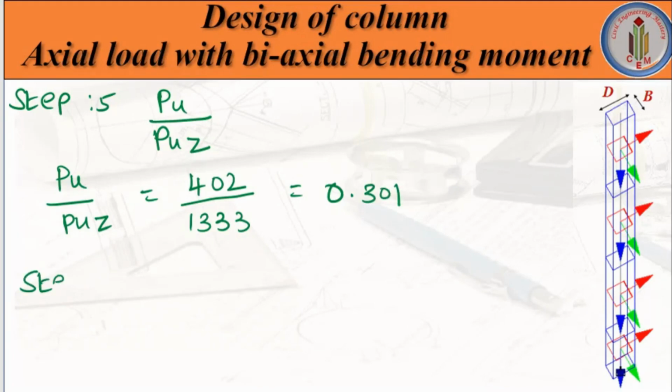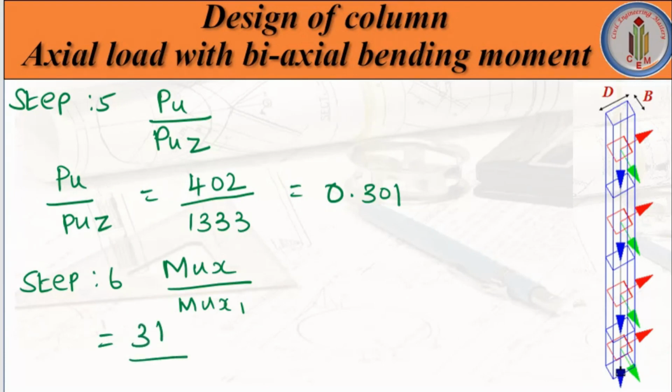Next, step number 6. In this step we need to calculate MUX by MUX1. We know the value of MUX, which is 31 kilonewton meter, and MUX1 is 60.12. By solving this we get 0.515.